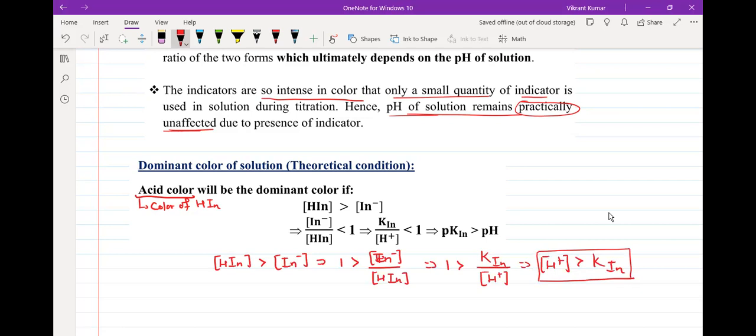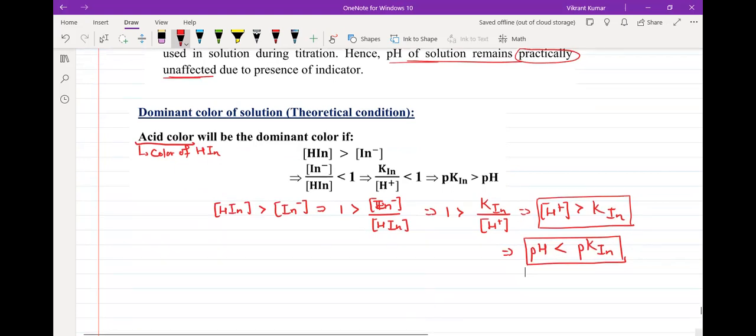Is it okay? And what does that mean? अगर pH के language में बोले तो minus log लगा दो तो sign direction of the inequality will be changed. So we'll say when pH is less than pKin, then you will have acid color as the dominant color. Is it okay? अब इसी का ठीक उल्टा कर दो तो we have got the condition, so we can find out the another condition also.